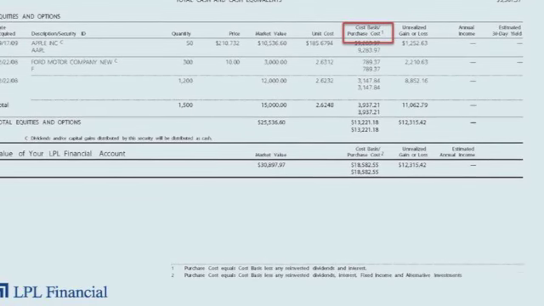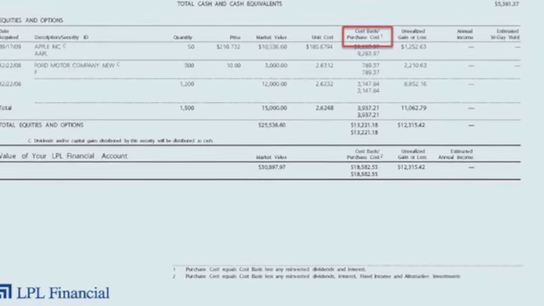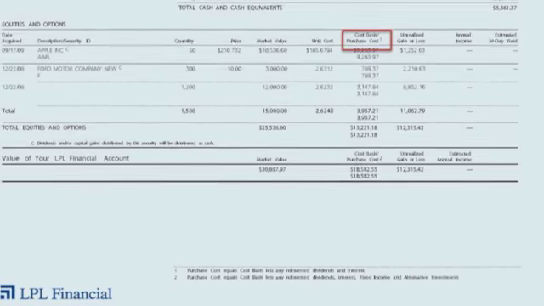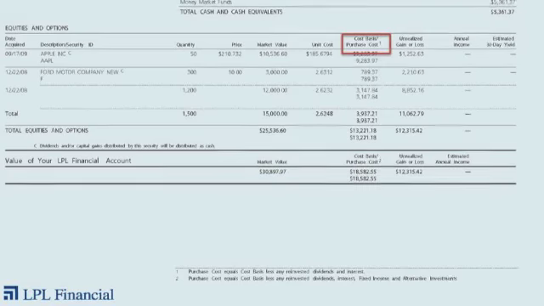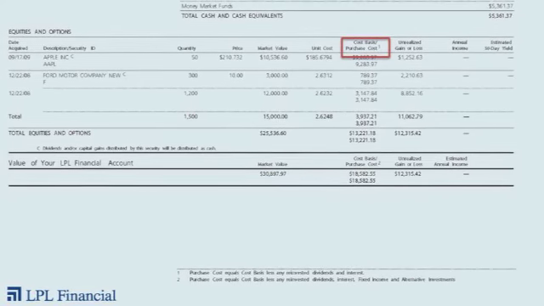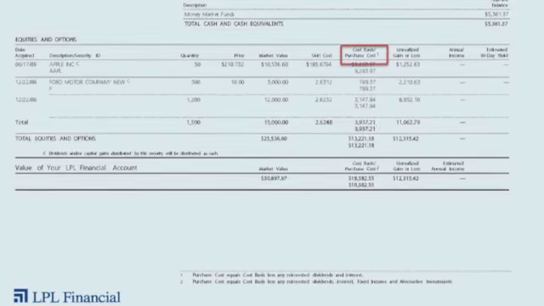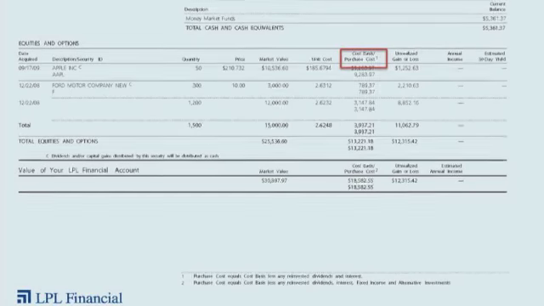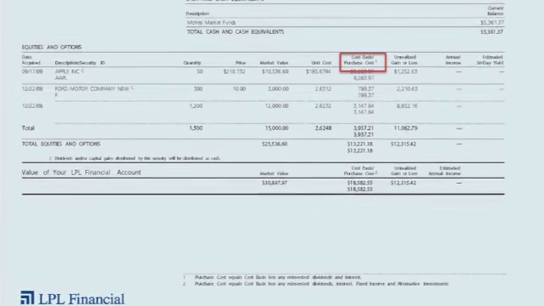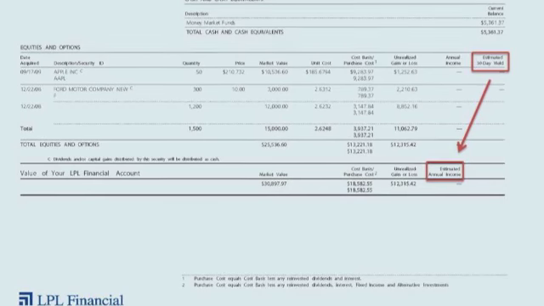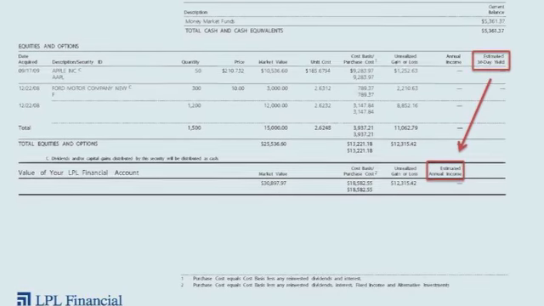The cost basis column tells you how much you paid for the stock. Subtract this from the market value, and you see the gain or loss you would have if you sold the stock. It's a theoretical number, but it's important to remember that you may owe capital gains if and when you do sell. The final column is the estimated 30-day yield.